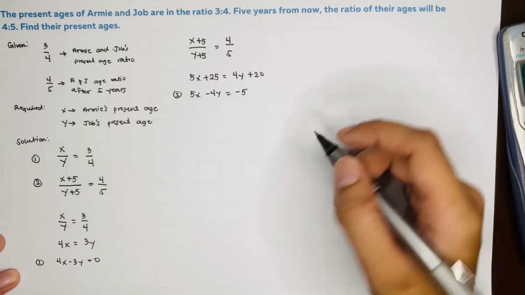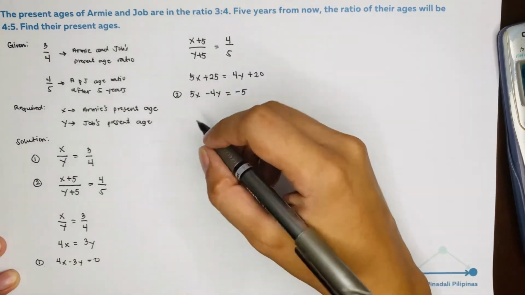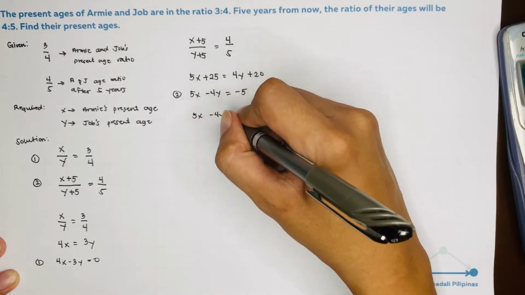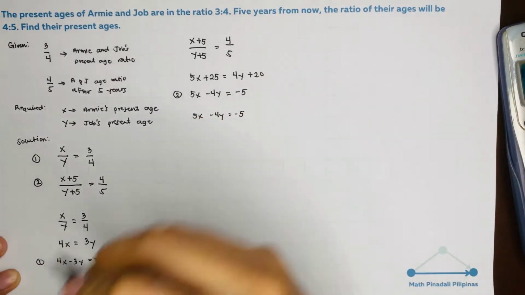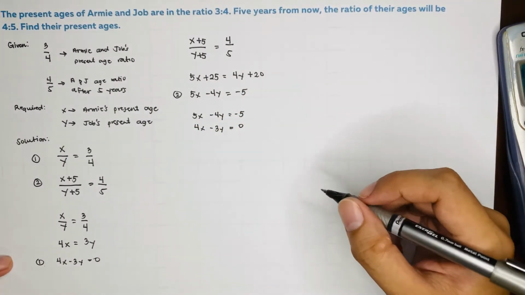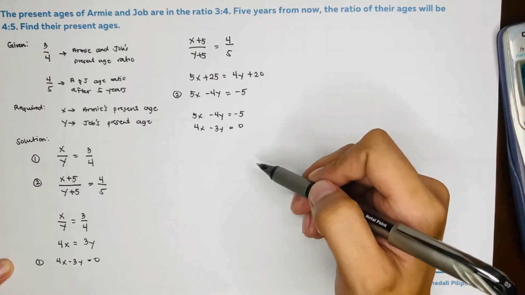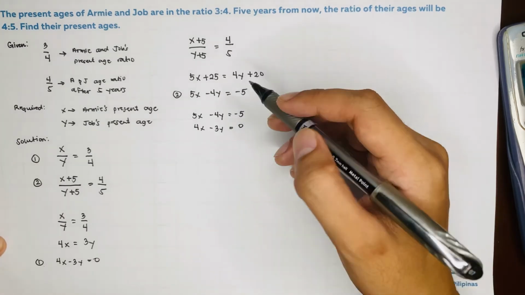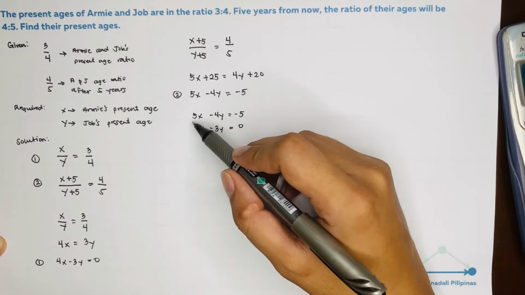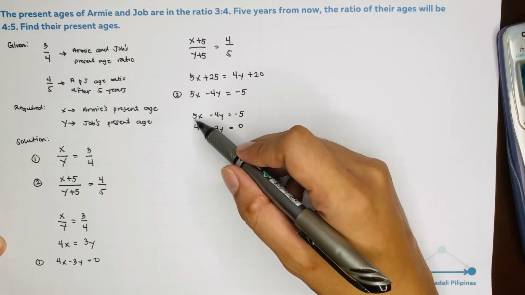To solve this, we are going to employ one technique, which is the elimination method. So what we do, we write our equations. We have 5x minus 4y is equal to negative 5, and 4x minus 3y is equal to 0. What we're going to do is eliminate one variable and solve for the other variable. So let's find a way such that if we subtract our equations, we will cancel out one term. Okay, so let's try to cancel out our x.